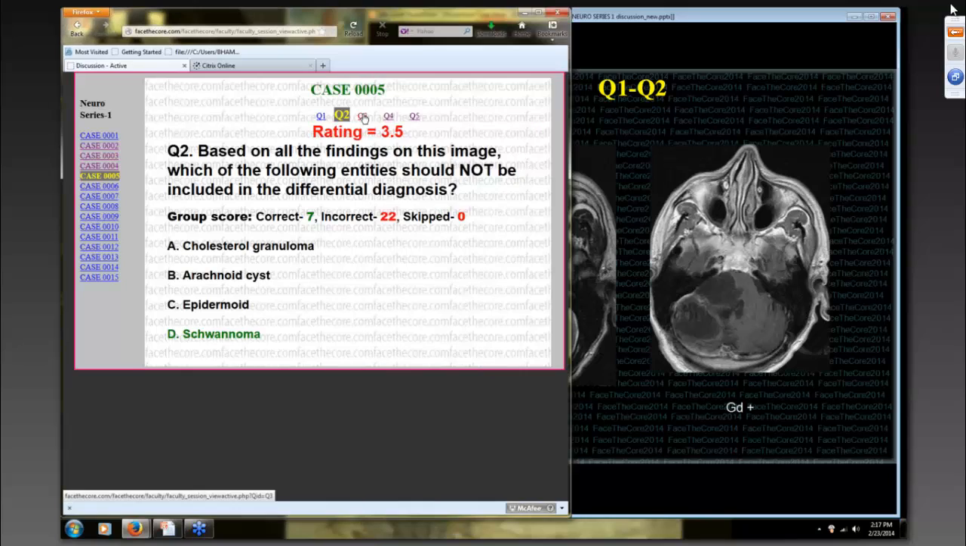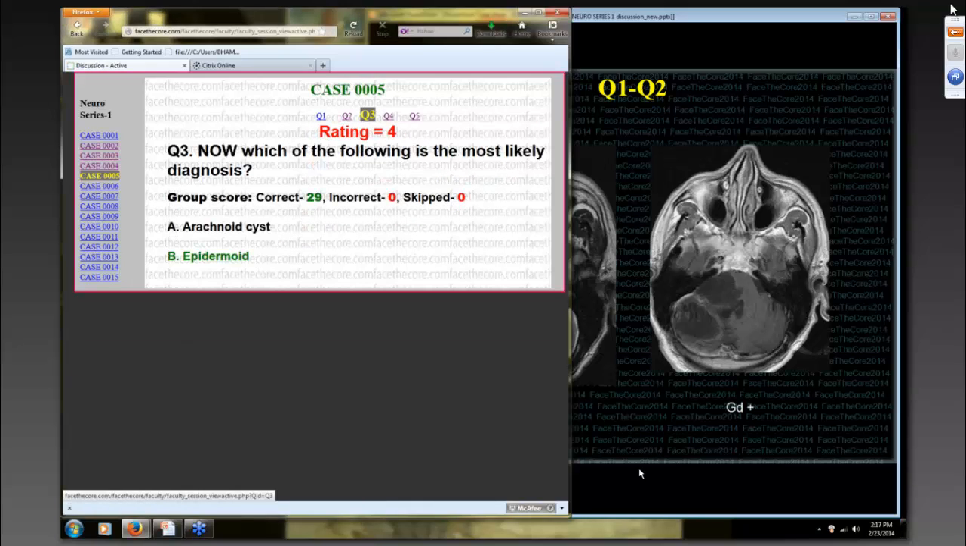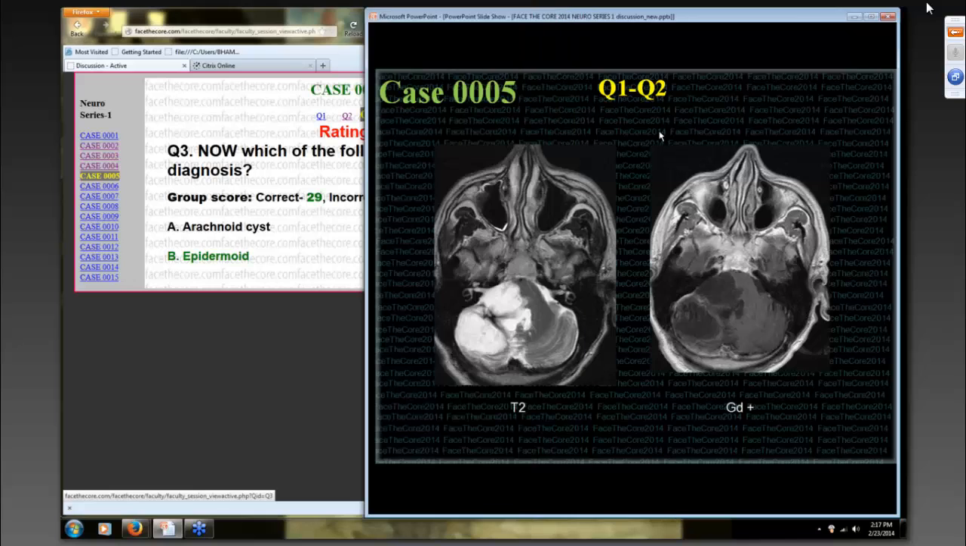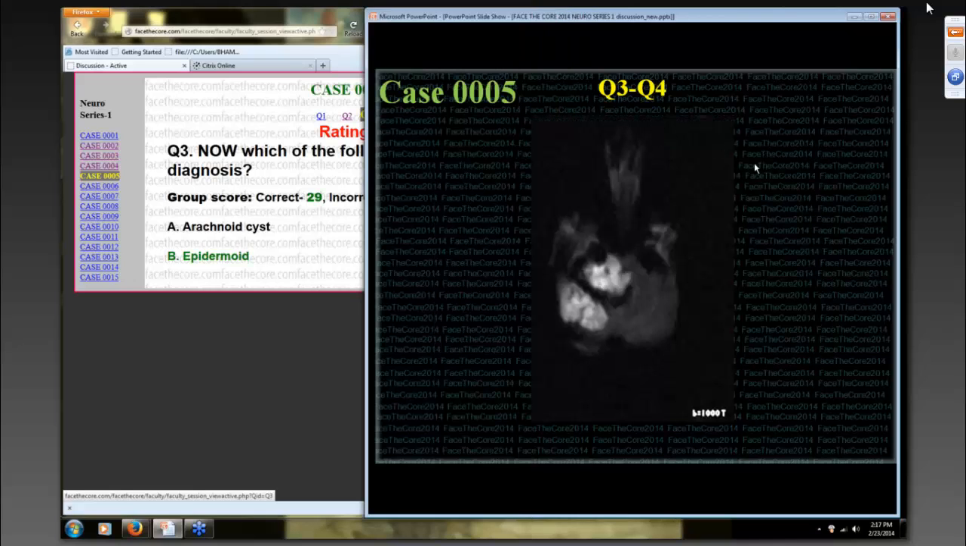And moving on to the third question, out of the two, epidermoid or the arachnoid cyst, which is the most likely diagnosis in this particular case, is basically decided on this image, which is a diffusion weighted image showing a positive and true restricted diffusion, and epidermoid very classically shows restricted diffusion. Arachnoid cyst never shows restricted diffusion.